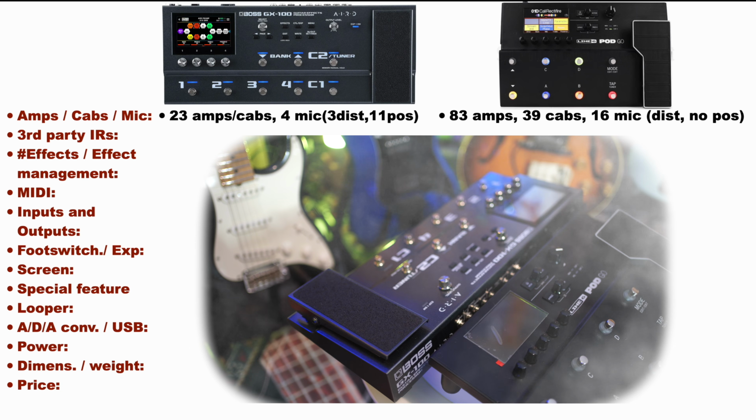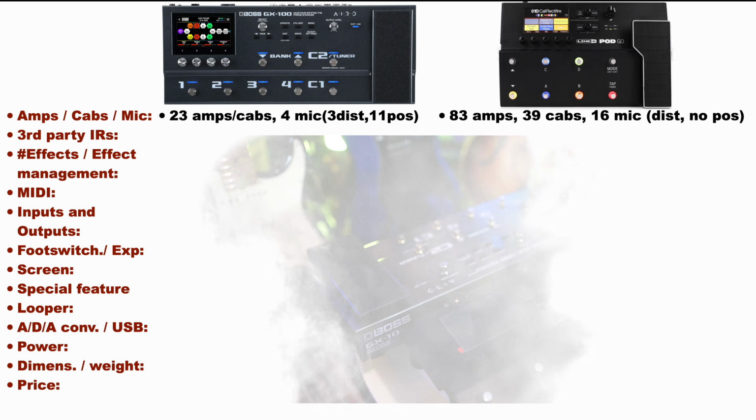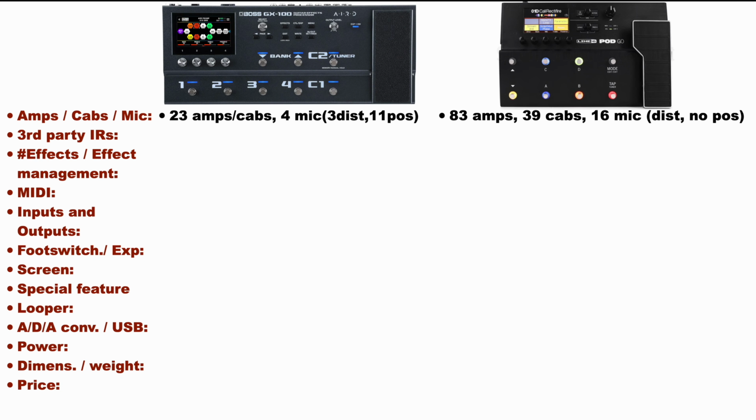First of all, in the GX100 we have 23 amps and cabs and 4 microphones built-in, with the possibility to choose 3 distances and 11 positions of the mic over the cab. On the other hand, in the Pod Go we have 83 amps, 39 cabs and 16 mics, where you can change the distance of the mic but not the position.